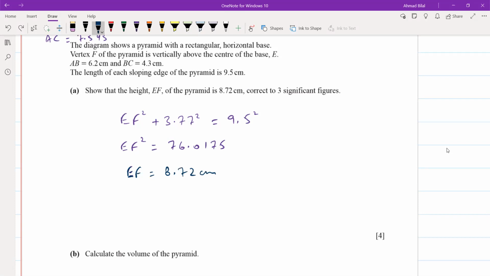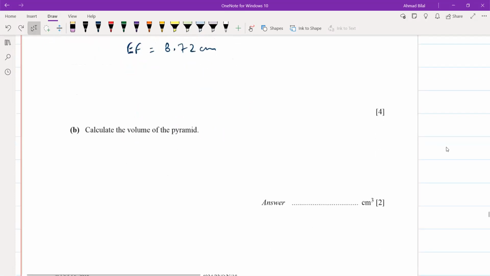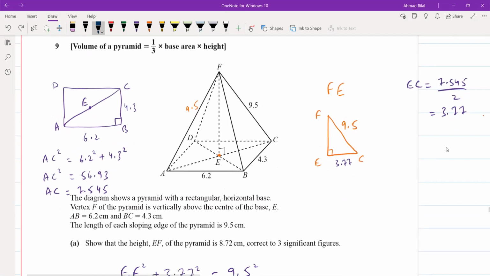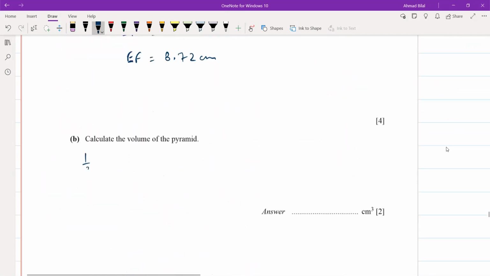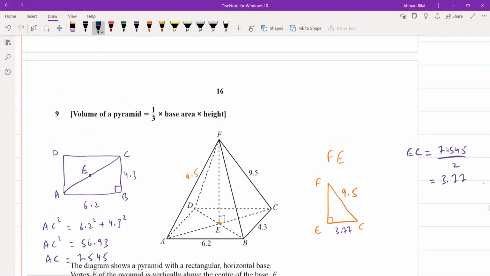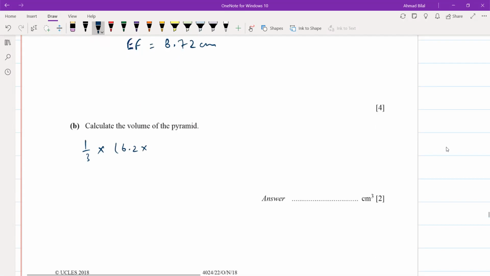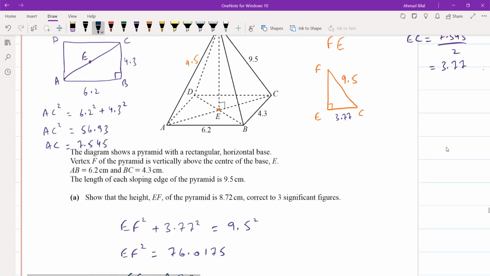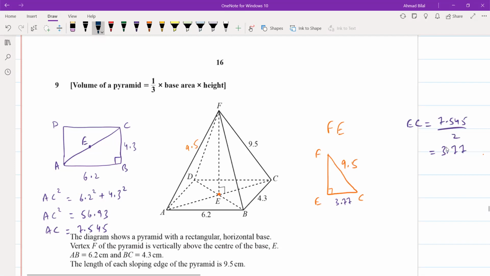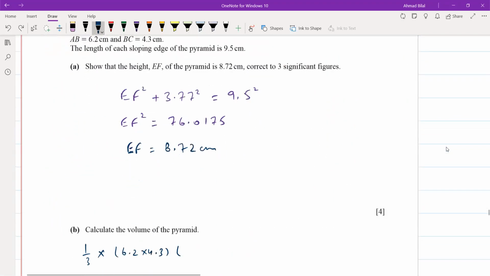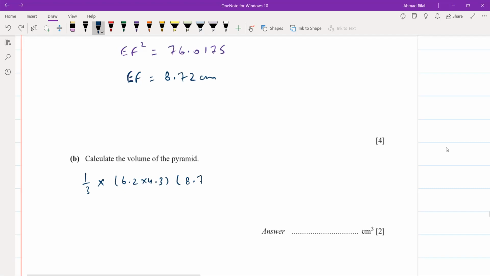Then it says calculate the volume of the pyramid. Volume of the pyramid क्या है? उसने ऊपर फॉर्मूला भी आपको दिया हुआ है. 1/3 into base area into height. Base area क्या है? Base तो rectangle है. So 1/3 multiplied by the area of the base. Area of base क्या है? 6.2 into 4.3. So that's 6.2 into 4.3 multiplied by the height. Height क्या होती है? Base से perpendicular height to the corner, and that is there. That's EF. EF हमने पहले part में already find कर लिया. That's 8.72. We just apply this formula.